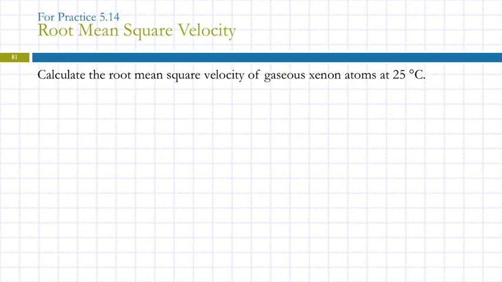So calculate the root mean square velocity of gaseous xenon atoms at 25 degrees Celsius.